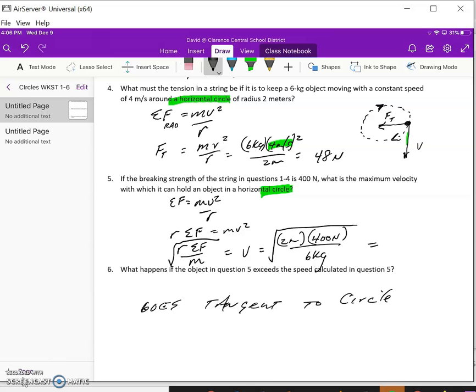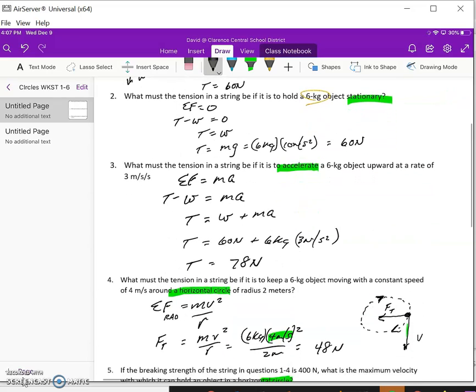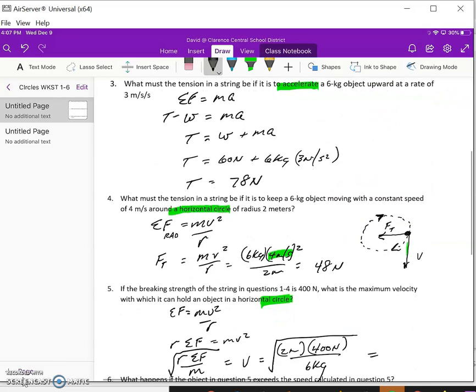So we've got job progression for our tension. Move upward at a constant speed. Keep the object stationary. That's question 1 and 2. The tension would be equal to the weight. If I want to accelerate that thing upwards, it's going to have to be greater than the weight. That's 78 newtons, as in question 3. And then we've got a whole new job in question 4. We got to keep that thing in a circle.